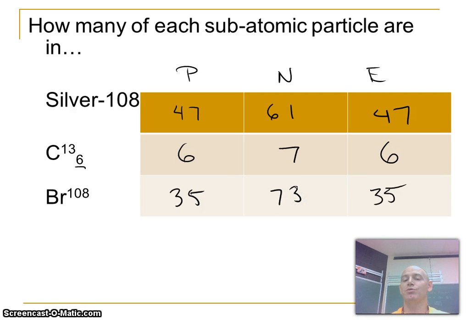So as you can see, it's really easy to figure out protons, neutrons, and electrons. And if we were given a mix of data about the protons and the neutrons and the electrons, we could also figure out information about the isotope that we're talking about as well.